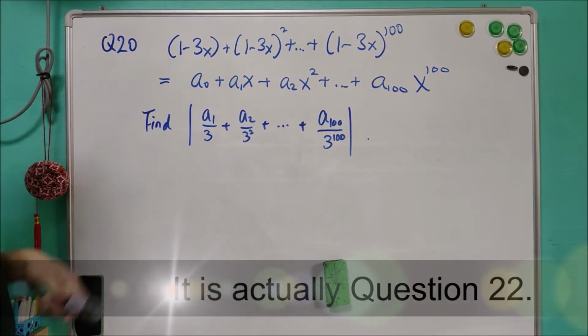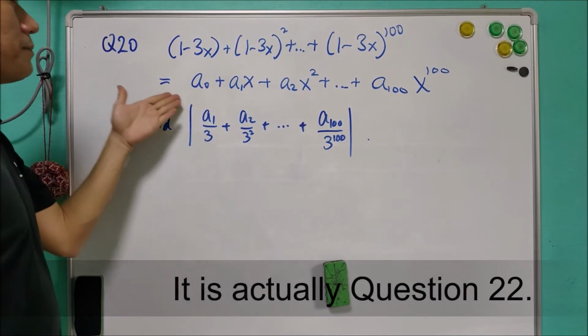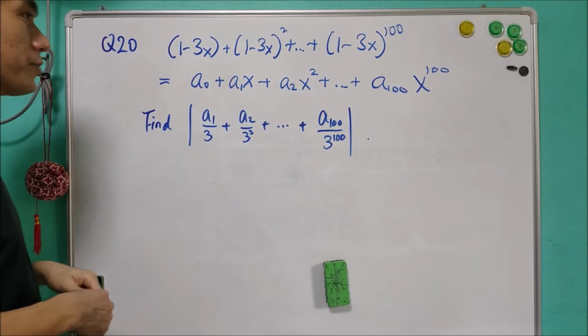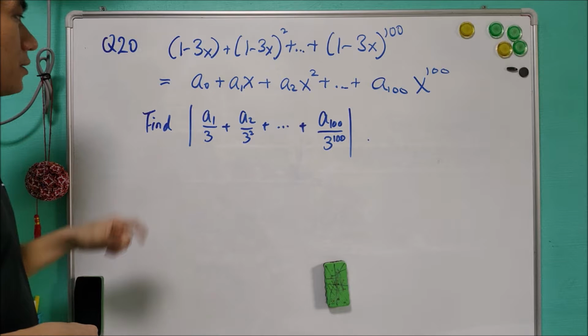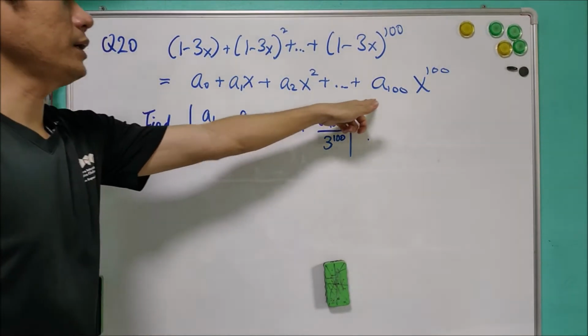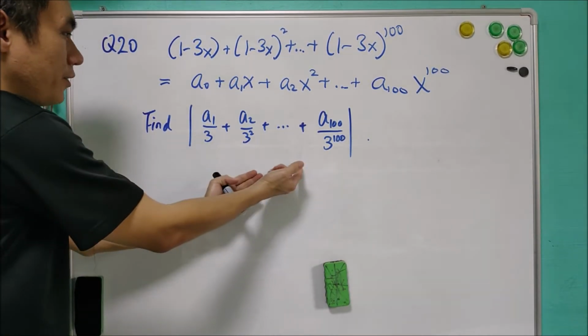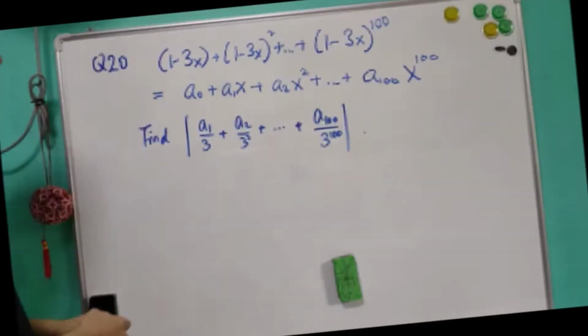Okay, this is question 20. Given that the expansion of each term can be written as a polynomial in x of degree 100, where the coefficients are a0, a1, a2 up to a100. We also find the absolute value for this expression.